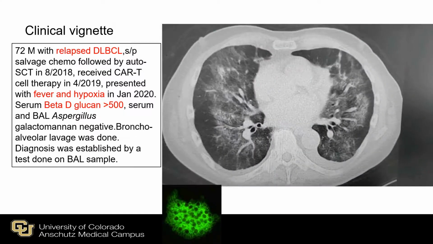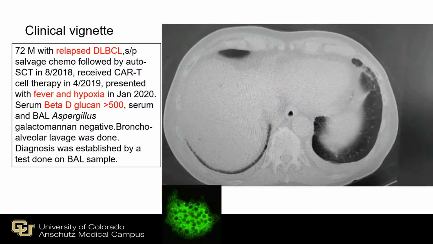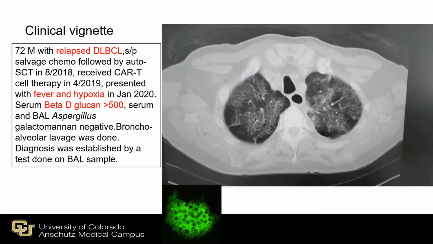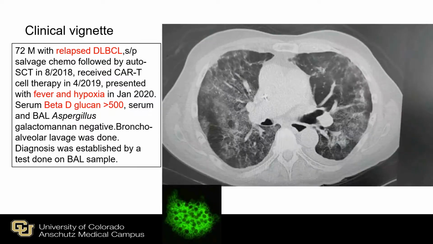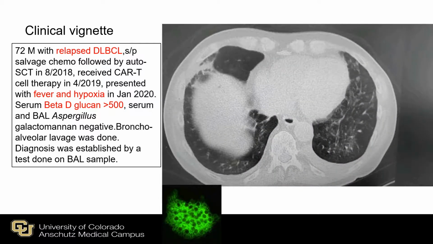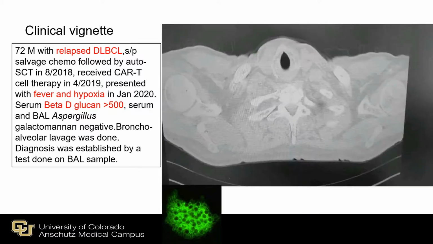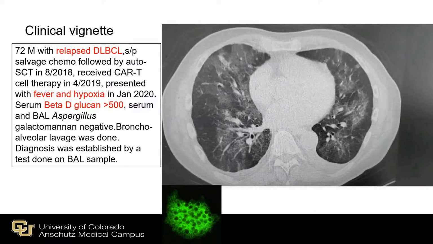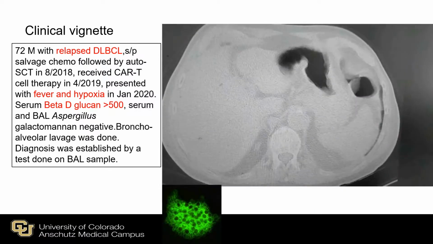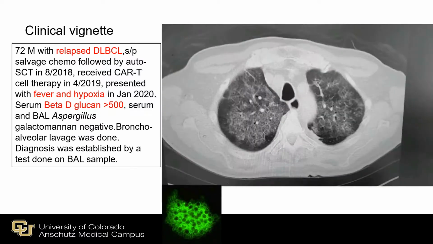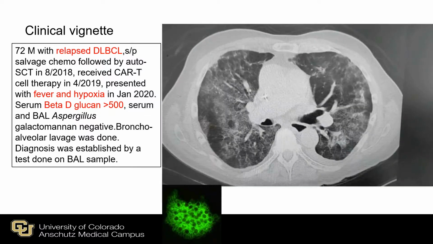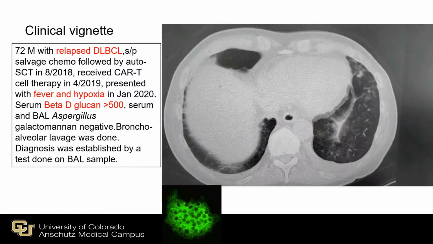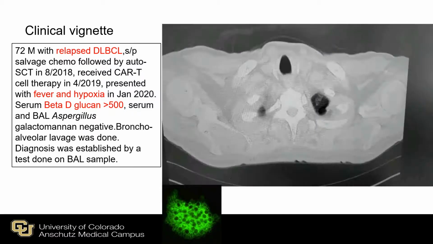Moving on from candidiasis to the next organism on our list. This is a clinical vignette, and this is a patient that I saw at the University of Colorado a few months ago. A 72-year-old male with relapsed diffuse large B-cell lymphoma, status post chemo, and he also had an autologous stem cell transplantation in August 2018, after which he received CAR T-cell therapy.